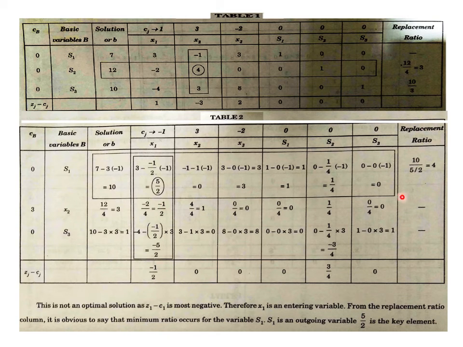Here two negative values, two dashes in RR, only one replacement ratio calculated, and in that case you can find the key element is 5 by 2, and that key row is the first row. So using all this information, say S1 is outgoing, so in place of S1, X1 will enter in the next table, in next.